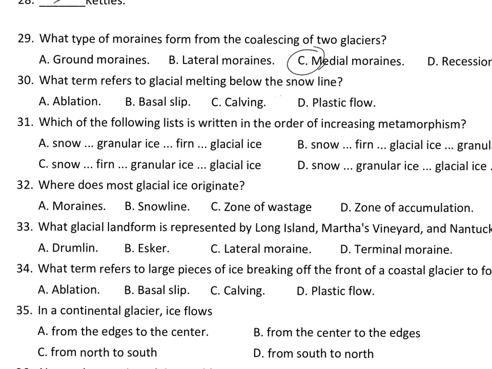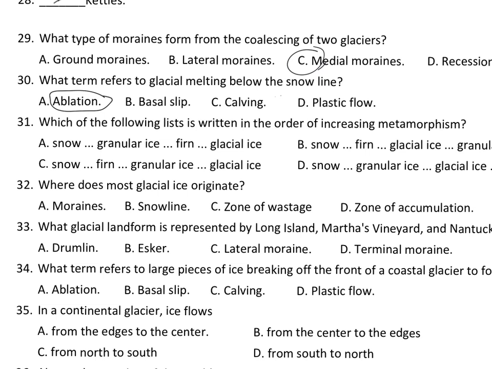Scribbles. Craziness. All right. What term refers to the glacial melting below the snow line? That's the zone of wastage or ablation. Remember, I like the synonyms. Don't be confused. Basal slip and plastic flow are how they move, and calving is when the ice front breaks off into the sea. Remember the video on Shooter?